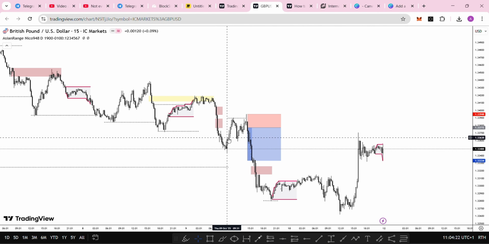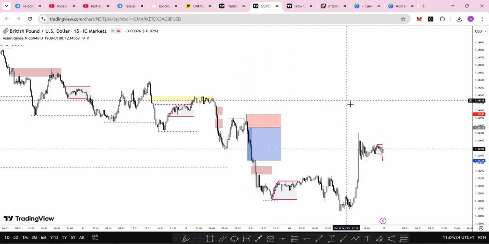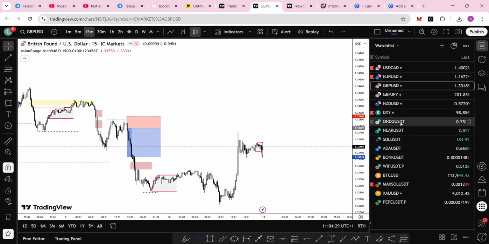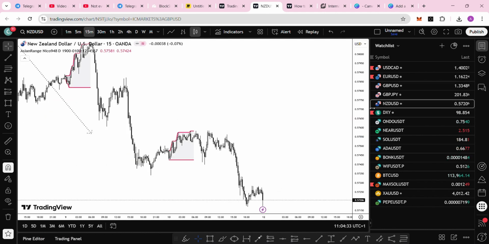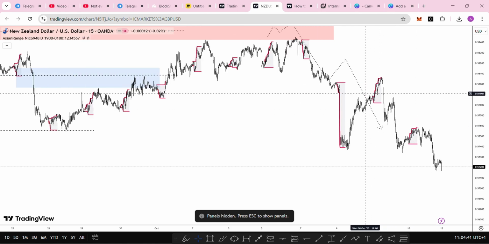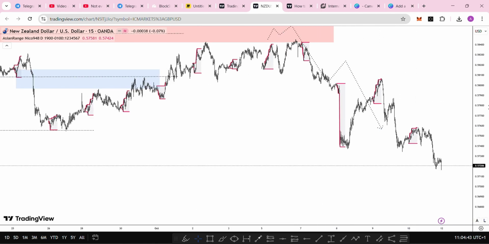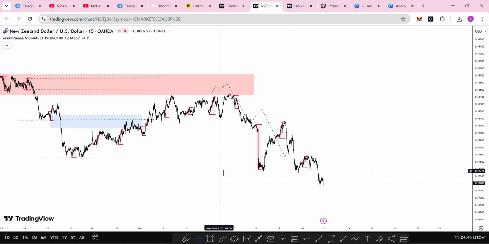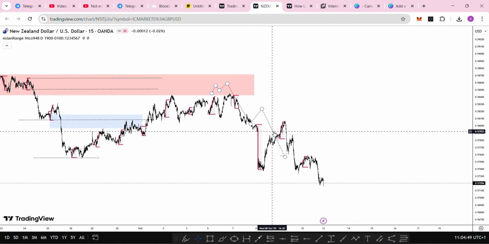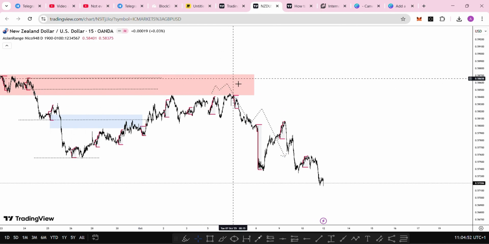If you like, I can go to other pairs and show you. Let's go to NZD USD, right? This is NZD USD. So let's go to NZD USD and see for yourself, guys. You understand? It is literally everywhere, guys. This is a trade I marked for my community member. You can see I've not even deleted the analysis I made that the market will touch this and come down.